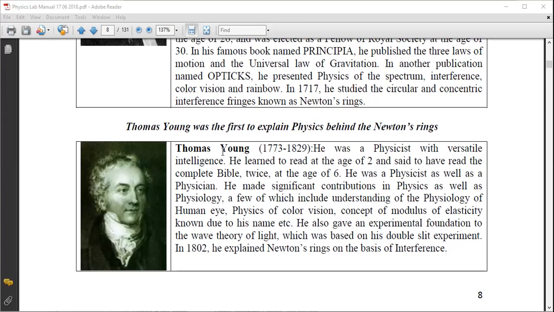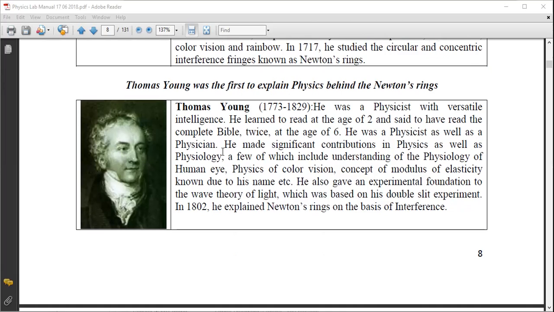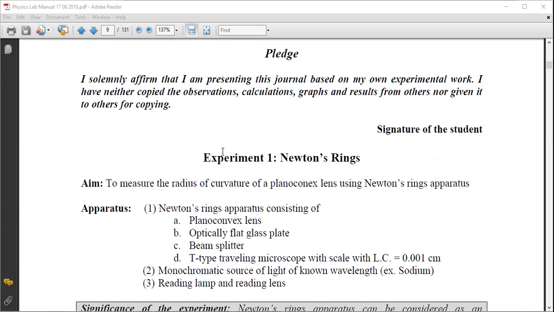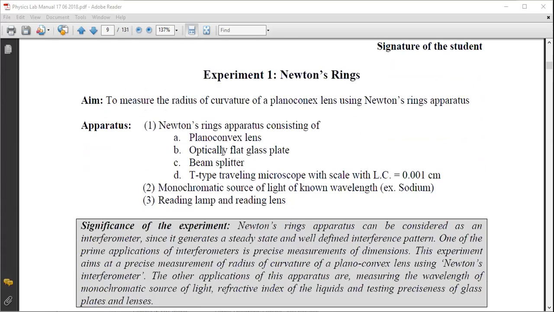So a long time back, in 1802, he explained Newton's ring on the basis of interference. And today we are going to learn about this experiment. Okay.